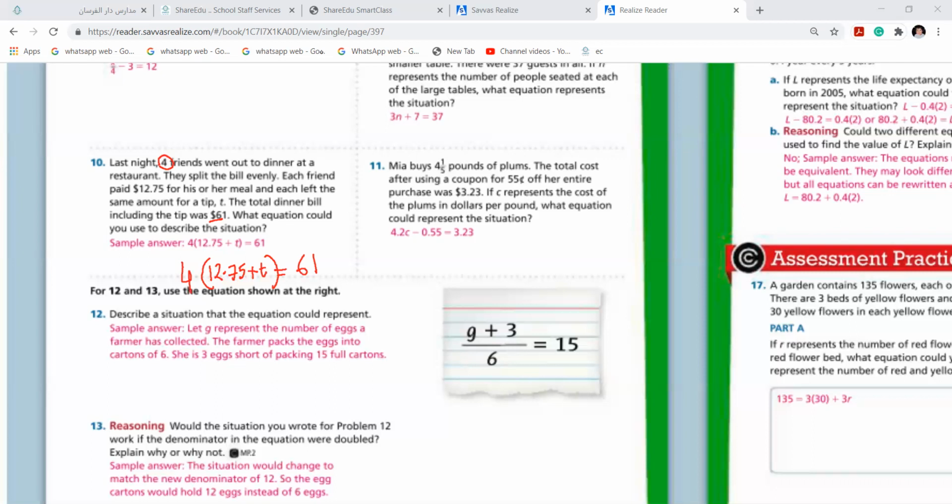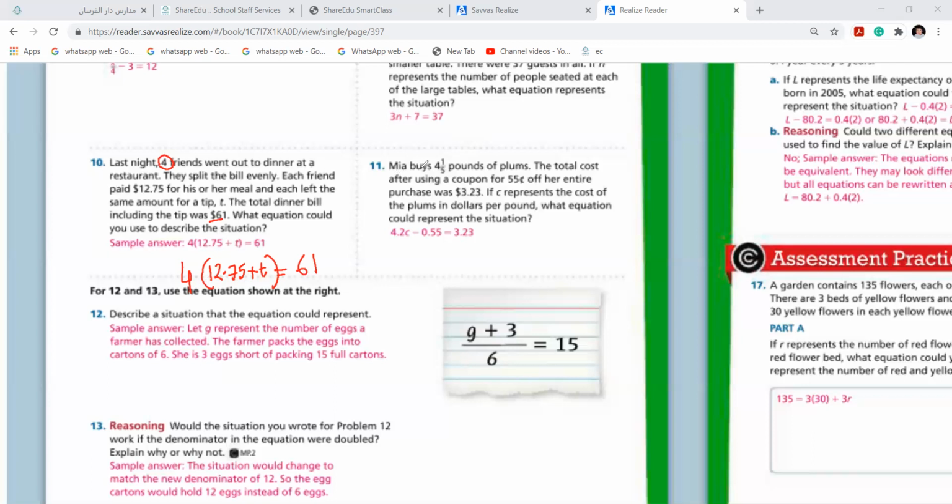Yes. Later on, if you don't understand, you will face difficulty. Please stop me or ask me again and again if you don't get it. Zishan, did you get this? Yes. Total is 61 riyals, so $61. And each one paid 12.75 plus the tip, that is plus T. You have to do times 4 because there are 4 friends. Zishan, please read it out.